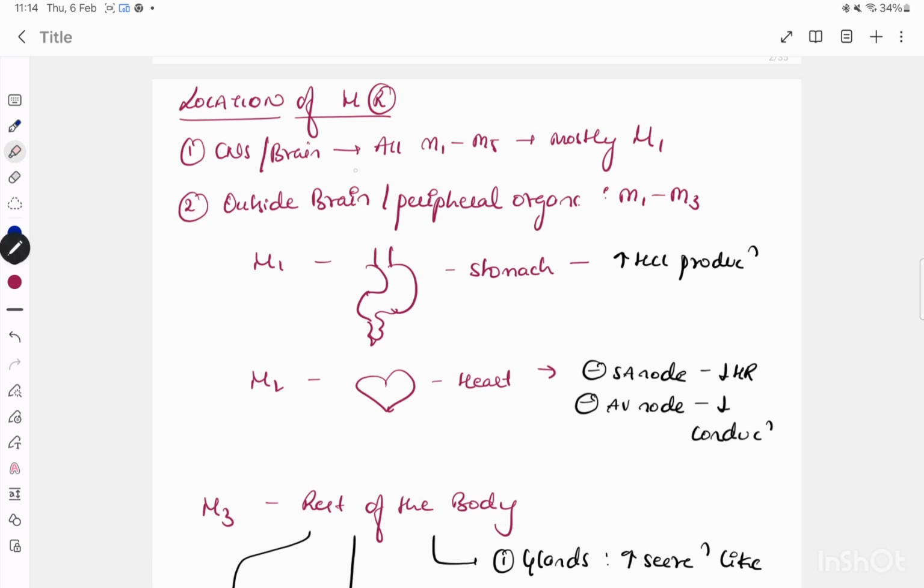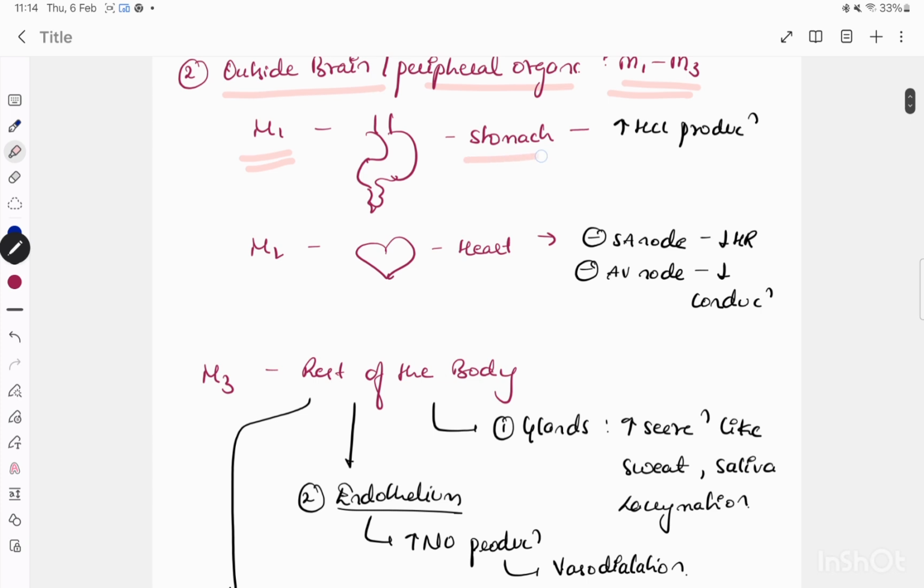Okay, so location of muscarinic receptors. First, in the CNS and in brain, all M1 to M5 receptors are present, but predominantly M1 is present. Now outside the brain, in the peripheral organs, you have M1 to M3.